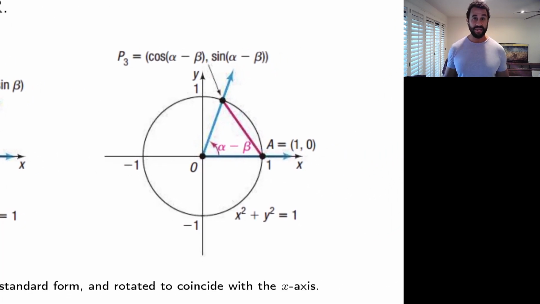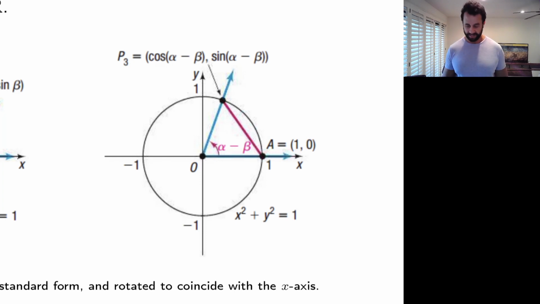The reason this is handy is because now we know that this is still the angle alpha minus beta. But now we've put these points in a better position for us to analyze what's going on. So first, this point now lies at the coordinates 1, 0. And then this point, by definition of cosine and sine again, is cosine of alpha minus beta and sine of alpha minus beta. All right, so this is like point number 3.